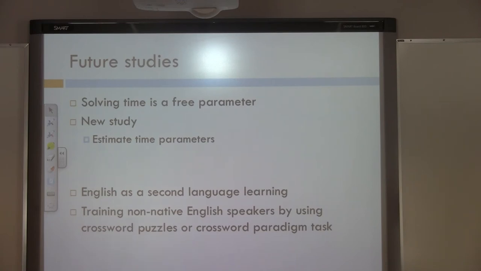Instead of learning English only in the classroom, we can use this software as a tool to help second language learners, non-native English speakers, improve their English skills.